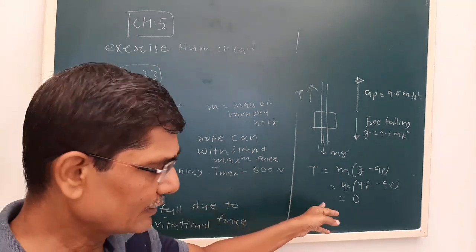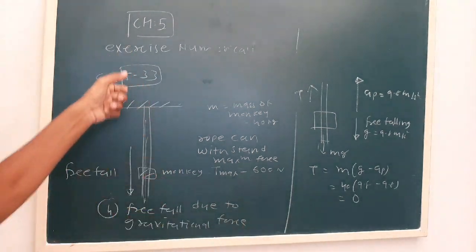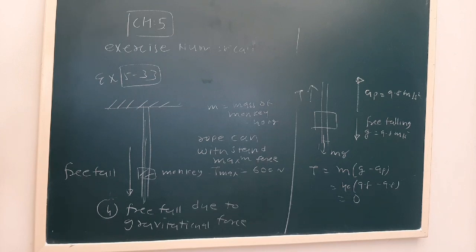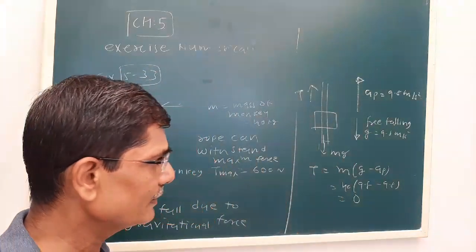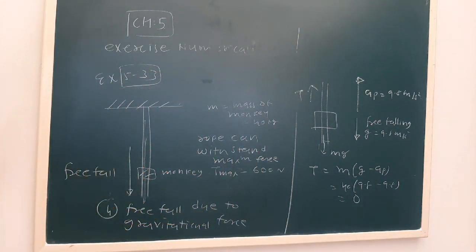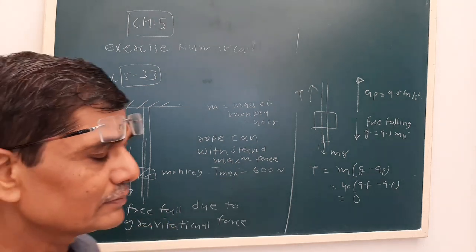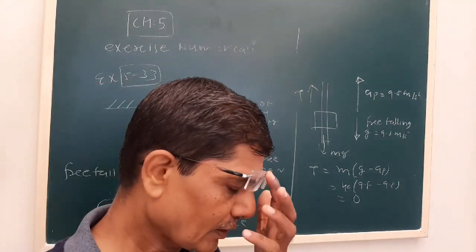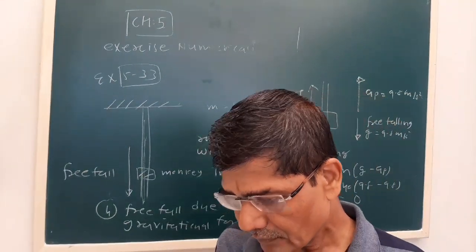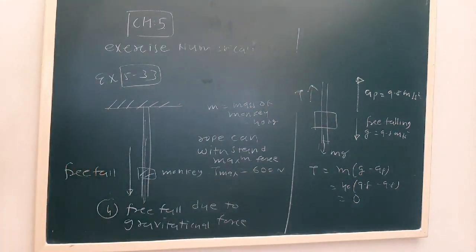So tension is 0. That's why it can move safely with a downward acceleration of 9.8 meter per second square. See, that is a free falling object. So this is how we can solve. The different possibilities are given. In the first case we saw accelerated motion, and in a certain case, when it moves upward with an acceleration of 6 meter per second square, the rope will break.